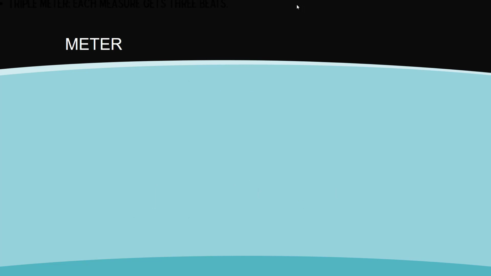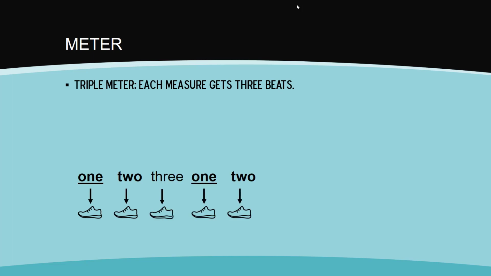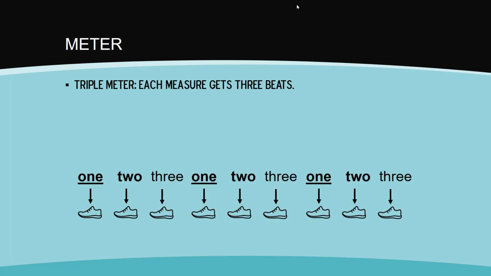In triple meter, each measure gets 3 beats. The first beat gets the strongest accent. The second beat gets some accent, and the last beat gets little to no accent. Triple meter would be counted like this: 1, 2, 3, 1, 2, 3, 1, 2, 3.